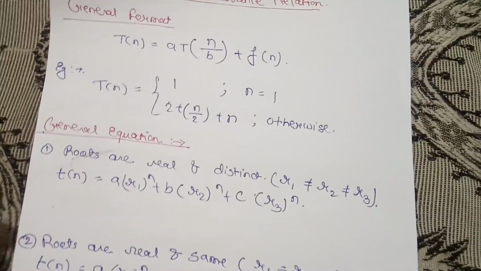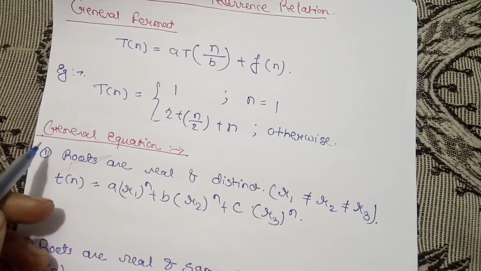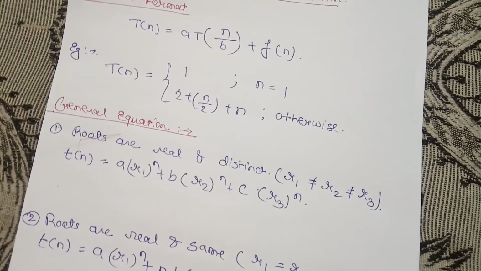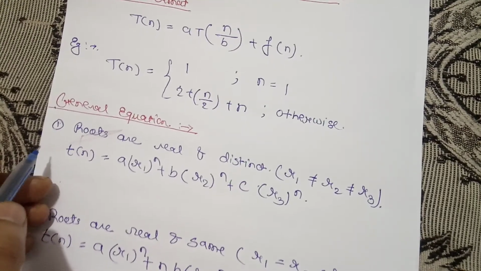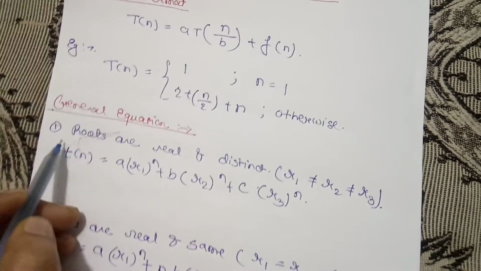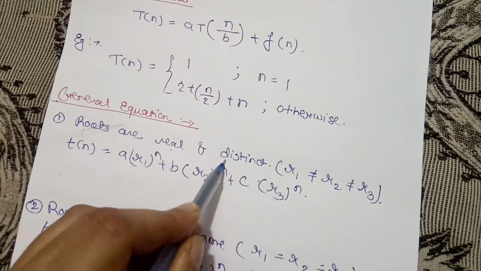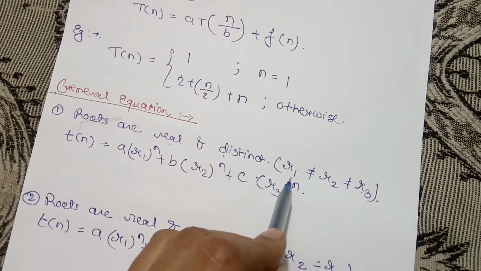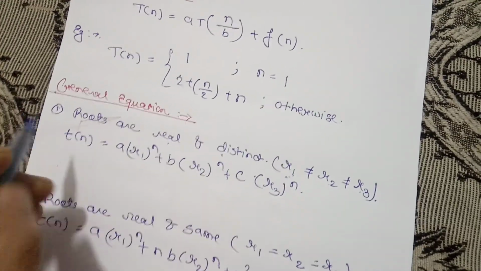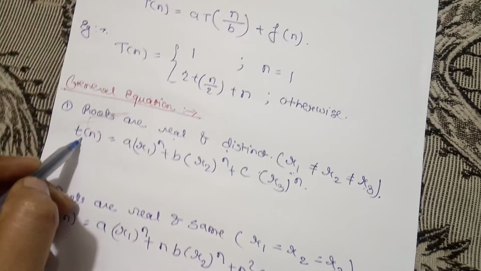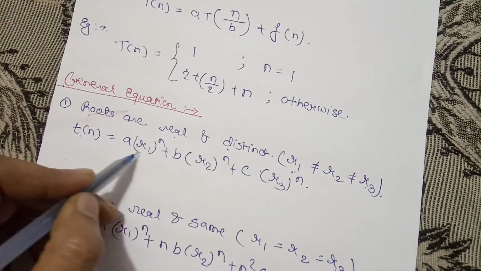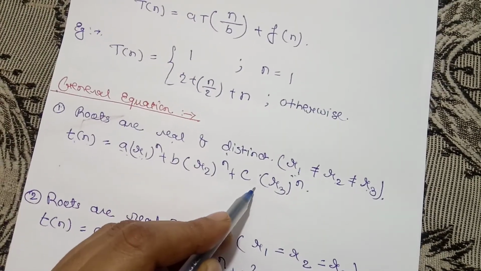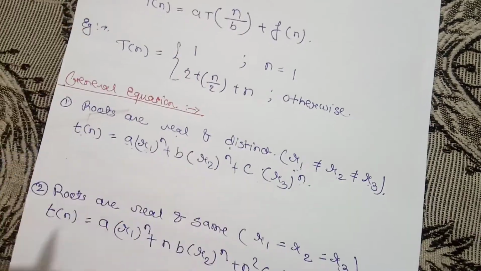First of all, let us remember how to write the generalized equation for the rest of the methods, that is the characteristic root method and the non-homogeneous method. So if the roots are real and distinct, that means r1 is not equal to r2 and r3. These three roots are there, but they do not have the same value. That's why we will write that equation as T(n) = a r1^n + b r2^n + c r3^n.